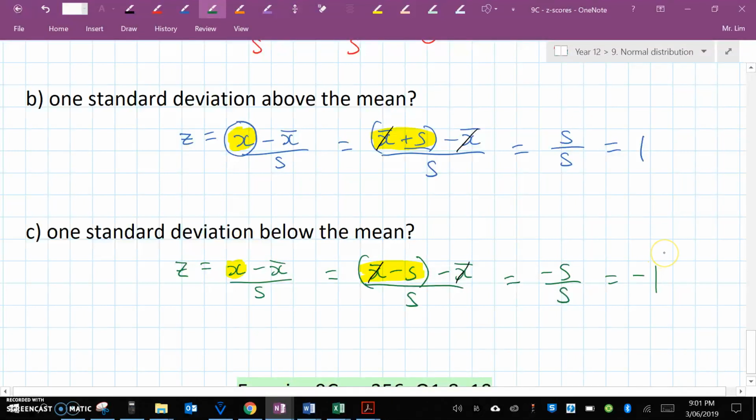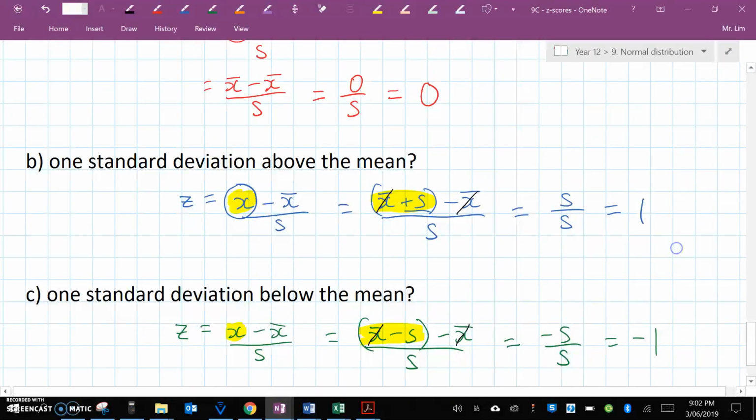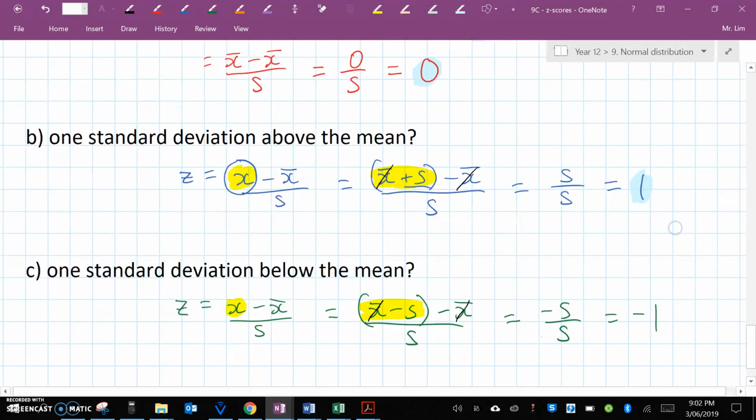So, just to reiterate, if you get a z-score of 0, that means your score is exactly the same as the mean, the average. If you get a z-score of 1, it means your score is 1 standard deviation above the mean. If you get a z-score of minus 1, that means your score is 1 standard deviation below the mean.